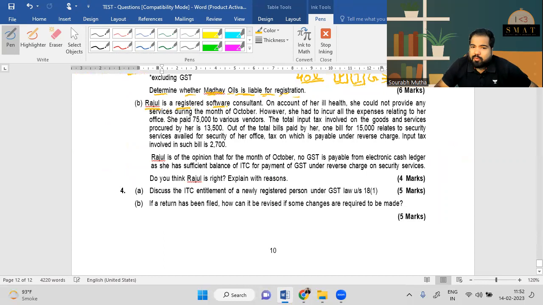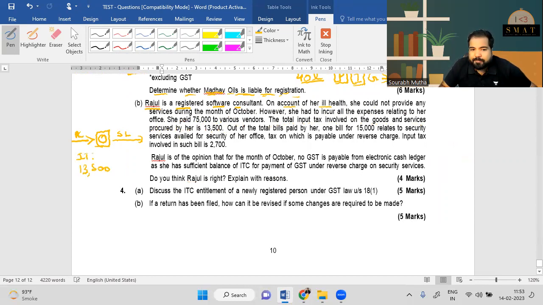Rajul is a registered software consultant. On account of ill health, she could not provide any services during the month of October. So in October there is no supply, and if there is no supply, there is no liability. However, she had to incur all the expenses relating to her office. She paid 75,000 to various vendors. The total input tax involved on the goods and services procured by her is 13,500, which is ITC credit.